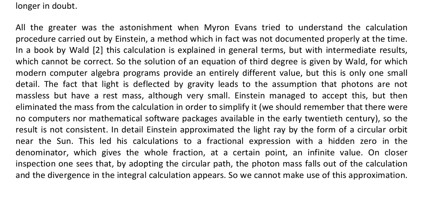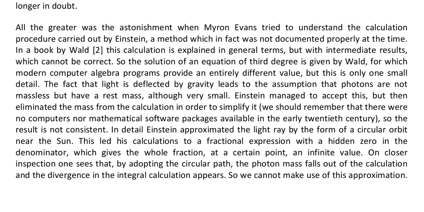We should remember that there were no computers nor mathematical software packages available in the early 20th century, so the result is not consistent. In detail, Einstein approximated the light ray by the form of a circular orbit near the sun. This led his calculations to a fractional expression with a hidden zero in the denominator, which gives the whole fraction at a certain point an infinite value.